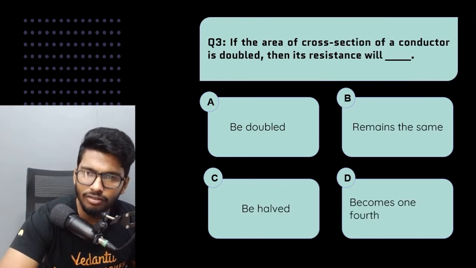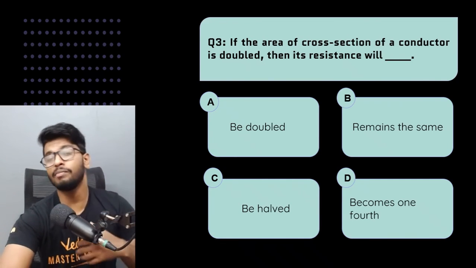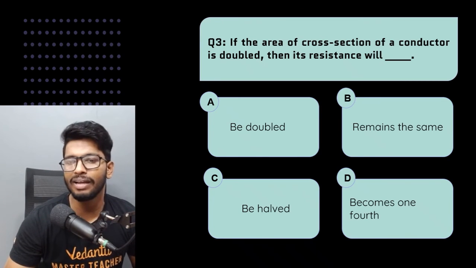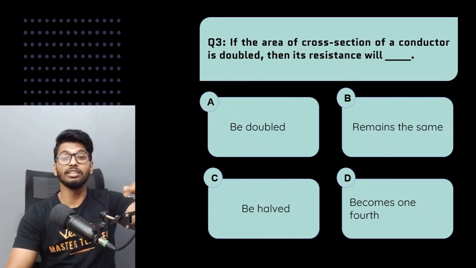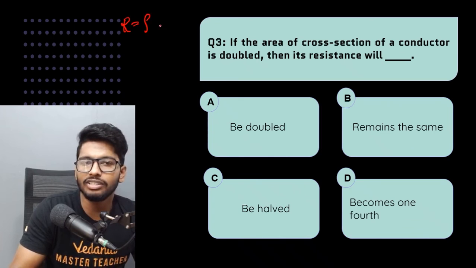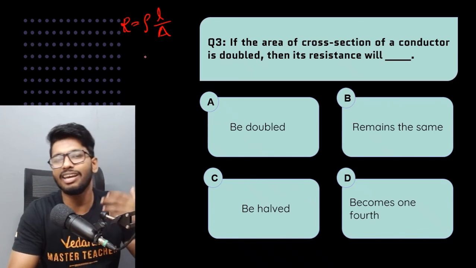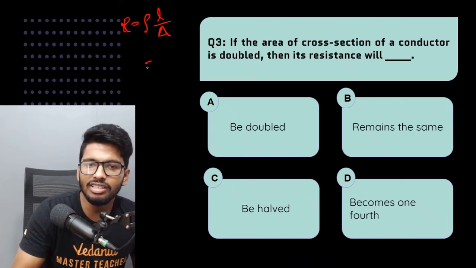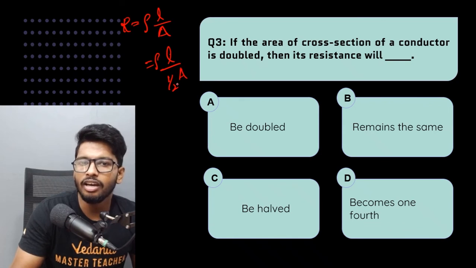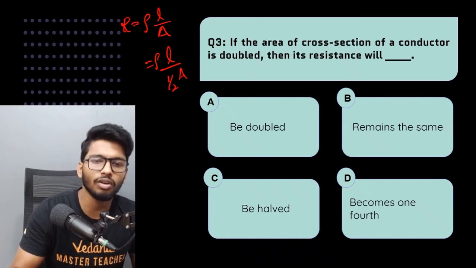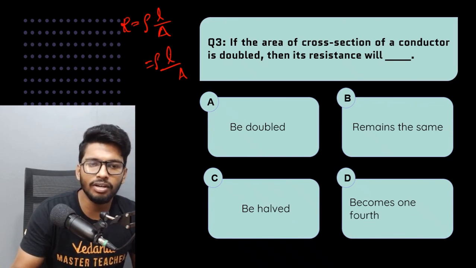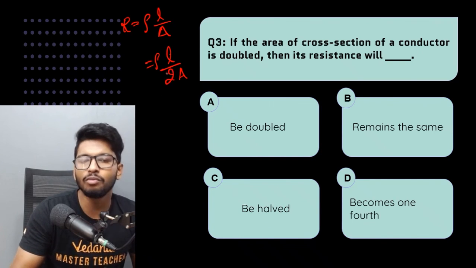Next one. If the area of cross section of a conductor is doubled, then what will happen to its resistance? Will that also be doubled? Will it remain the same? Will it be halved or become 1/4? Now this is a very interesting question. So I believe you already know the formula, people. Resistance is equal to resistivity into length of a conductor divided by the area of cross section. Now here, since the area is actually halved, so what will happen to your resistance? It's doubled, right? Sorry, cross section is doubled. Sorry for that. So your area of cross section is doubled. So if your area of cross section is doubled, then what will happen to the resistance?